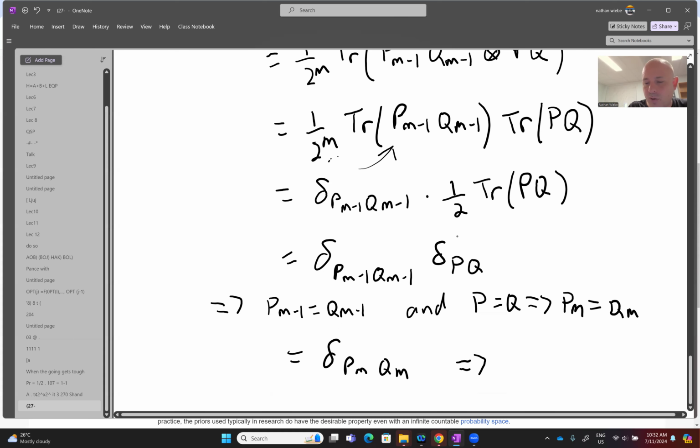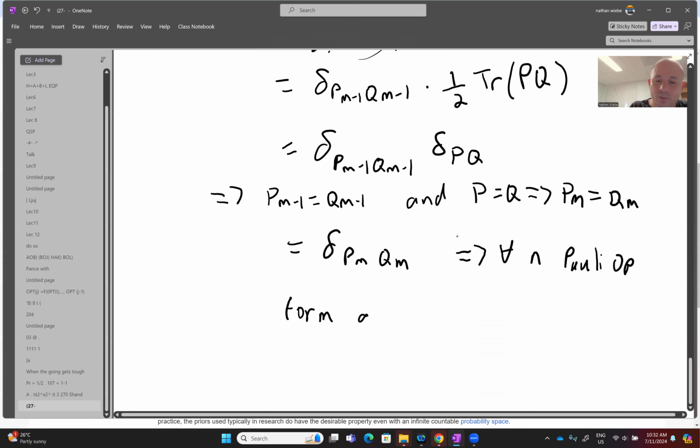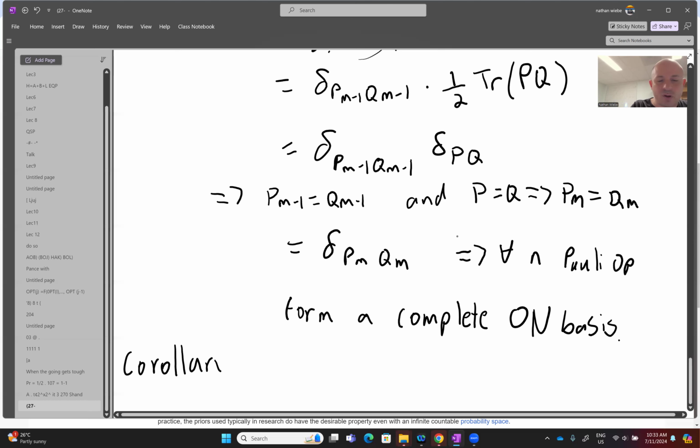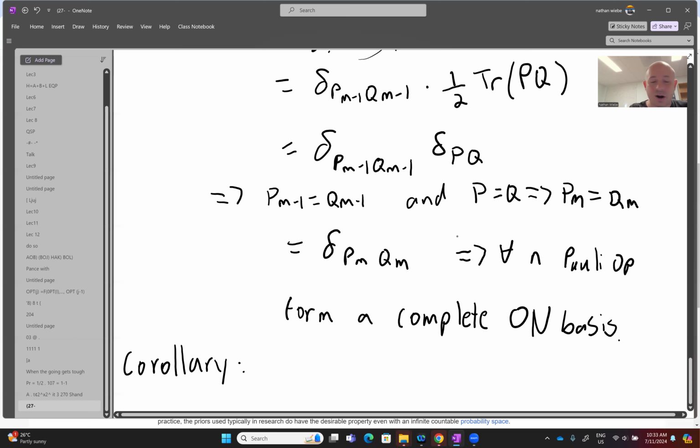So therefore, for all n, Pauli operators form a complete orthonormal basis. Okay, wonderful. And as a corollary of this, we can use Pauli operators to express any operator. So in particular, I'm going to take a look at our friendly matrix A that we're interested in. So let A be an operator that can be represented as a matrix on n qubits.